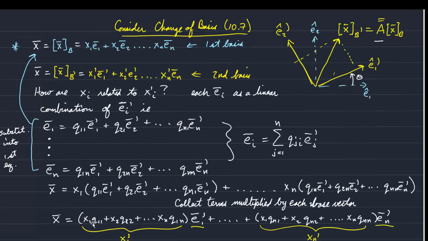So in other words, x1 prime is equal to this linear combination, which I can write as a sum, and the sum is over j of q1j xj. So that's just an alternative way of writing this first summation here.